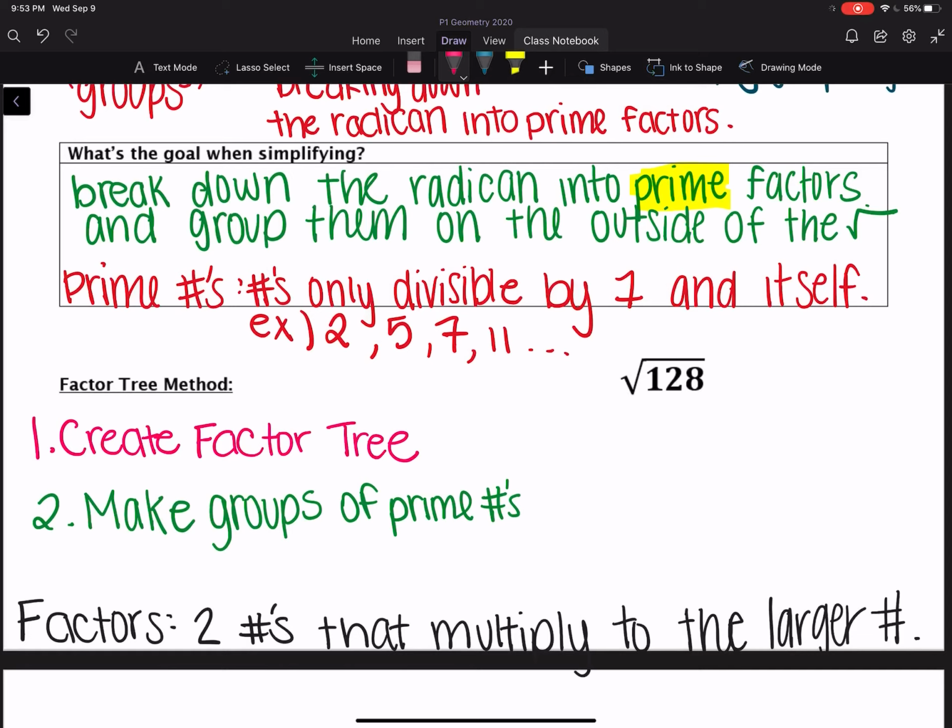So if I look at my example here, I have the square root of 128, right? If there's no number on the inside of this radical, or I don't see my index, okay, we're going to assume that it's always going to be 2. Okay, so I'm finding the square root of 128. When I look at my radicand here, or that number on the inside, I notice that it's an even number, which means that I can start my factor tree by dividing it in 2.